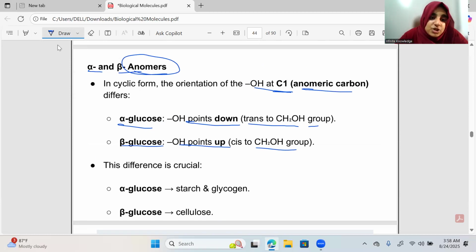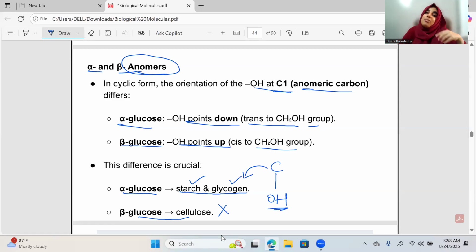Now, the difference is crucial. In alpha glucose, we have examples like starch and glycogen, and in beta glucose, we have cellulose. So whenever the hydroxyl group is downwards on the carbon, the structures which can be formed are starch and glycogen. Cellulose cannot be formed, because cellulose is a form of beta glucose. Beta means that the hydroxyl group will be up. So whenever the hydroxyl group is up, it can never be starch or glycogen, it will always be cellulose.